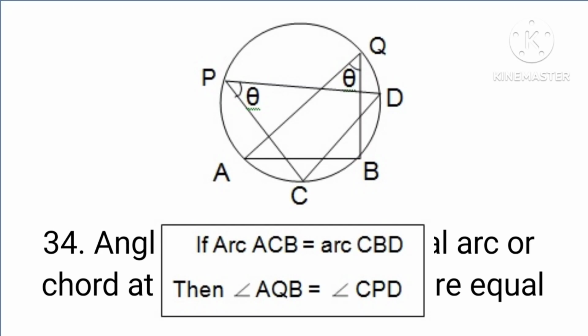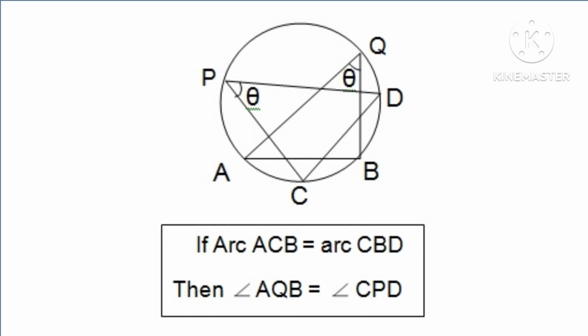34. Angles subtended by equal arcs or equal chords at the circumference are equal. To prove this, we know that angles subtended by equal chords at the center are equal. But the angle subtended by a chord at the circumference is half the angle subtended by the same chord at the center. Therefore, angles subtended by equal chords at the circumference are equal.